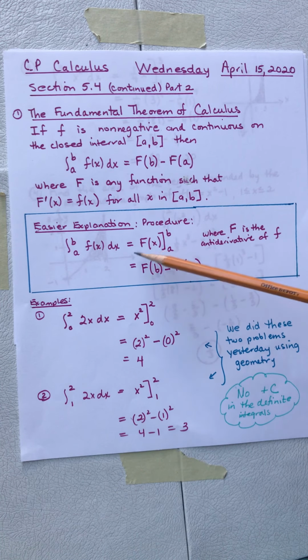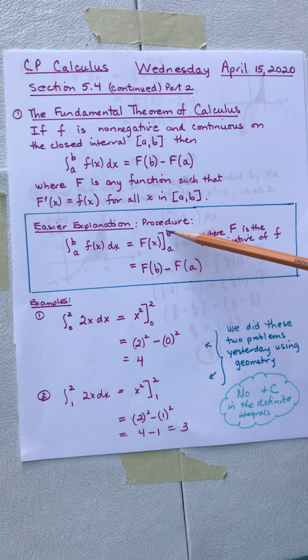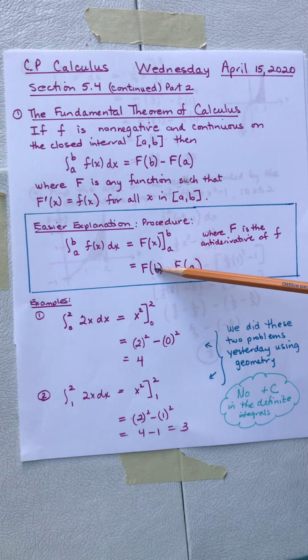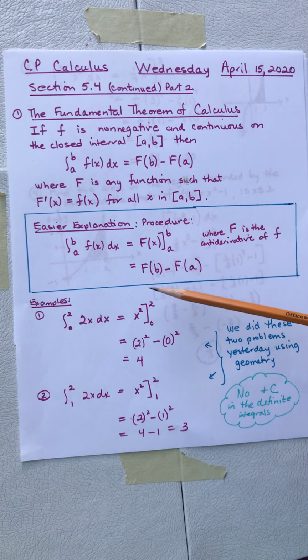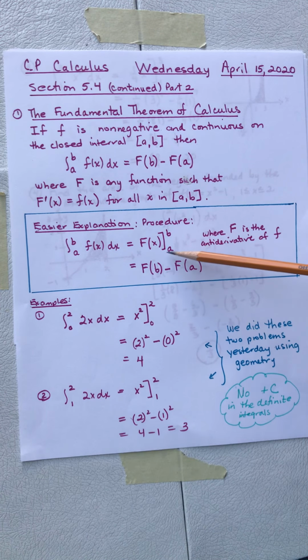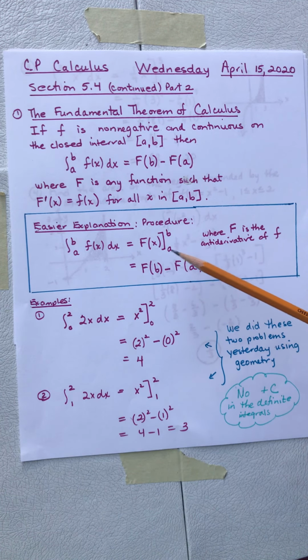And what you do is after you find the antiderivative, you plug b in first. You substitute b into the antiderivative first, and then you substitute a in the antiderivative after that, and you subtract those two numerical values that you get. And that's your answer. And what does that give you? That gives you the area bounded by the curve, the x-axis, and vertical lines at x equals a and x equals b. It's like we did yesterday, except we did it geometrically yesterday, and today we're using calculus.